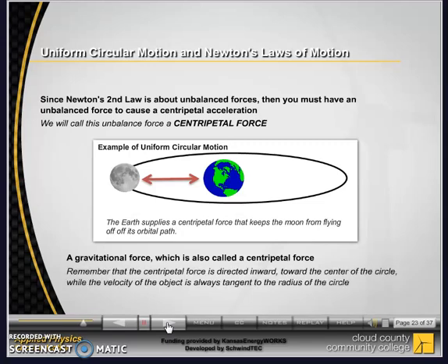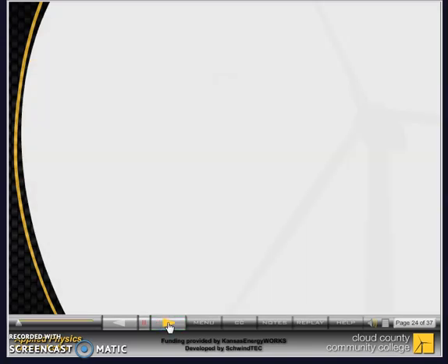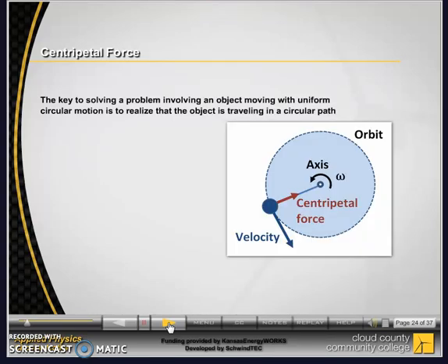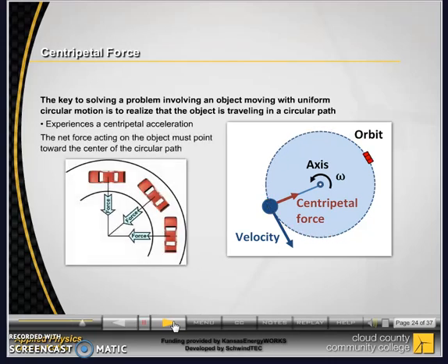Remember that the centripetal force is directed inward toward the center of the circle, while the velocity of the object is always tangent to the radius of the circle. The key to solving a problem involving an object moving with uniform circular motion is to realize that the object is traveling in a circular path and therefore experiences a centripetal acceleration. The net force acting on the object must point toward the center of the circular path.